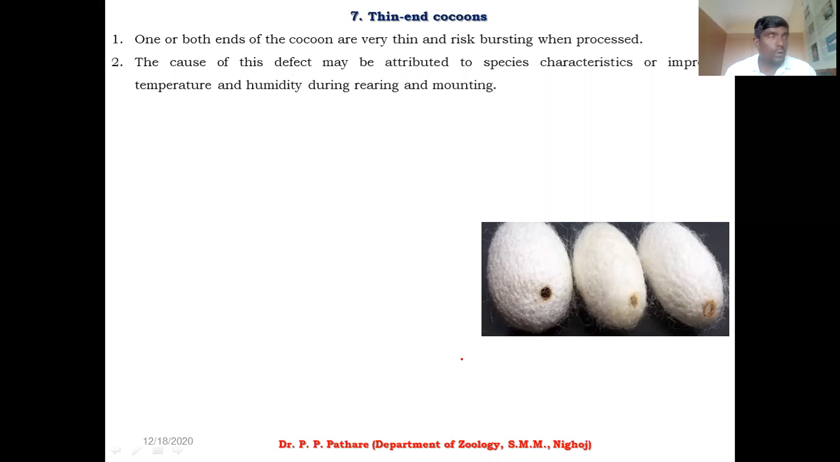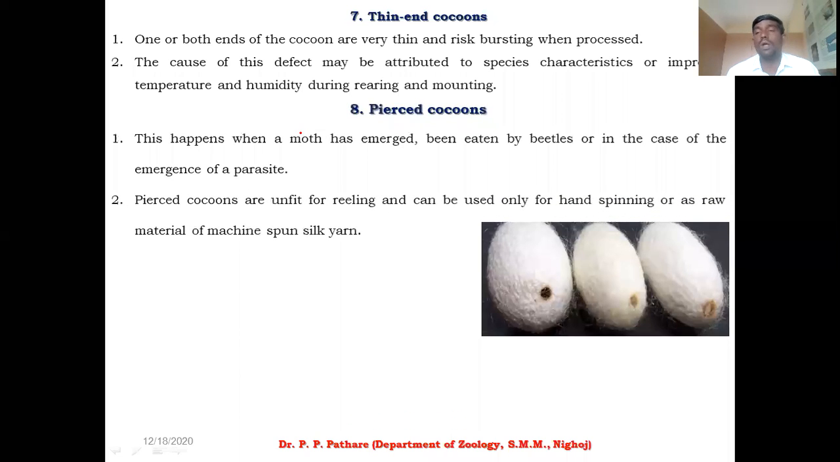So your cocoon is produced thin ended on both sides by your silkworm larva, and such type of cocoon also does not get a good price in market. So you can sort out as per this quality characteristic. Then next one, that is very important.